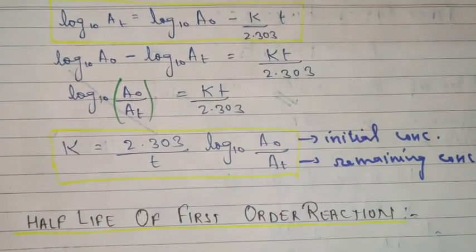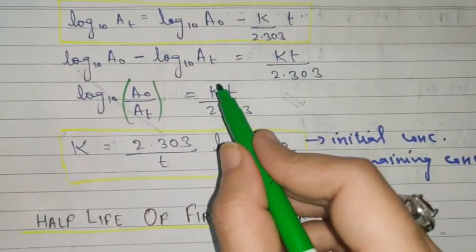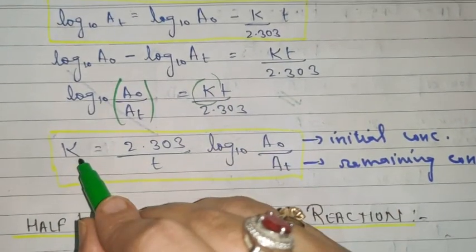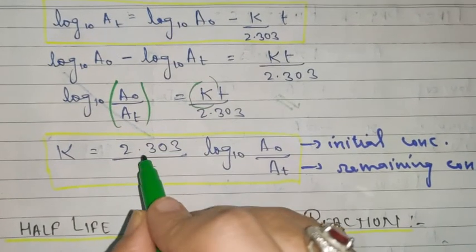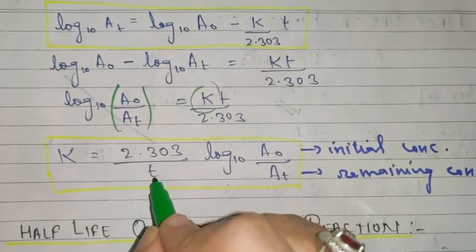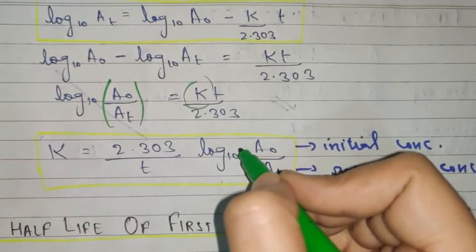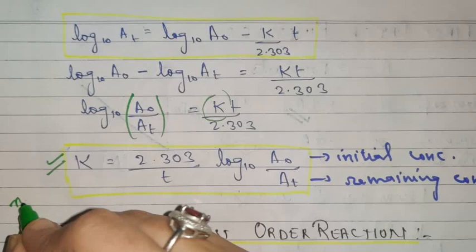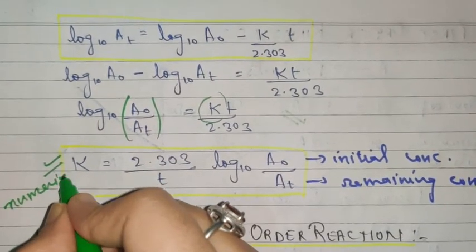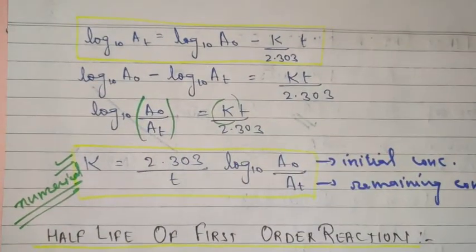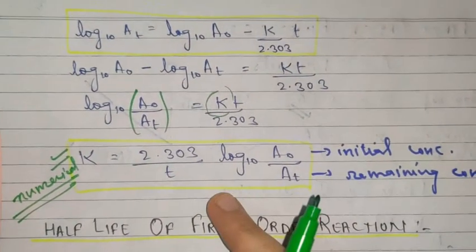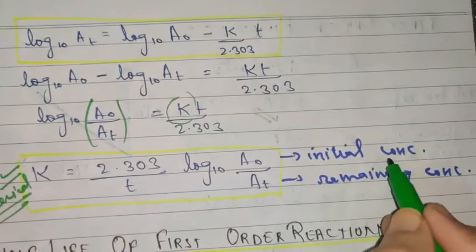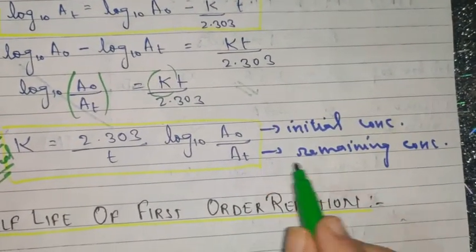Okay, so when we have to find the value of k, making k the subject of the formula, you will get the equation as 2.303 upon t into log base 10 a naught upon [A]t. Now this expression is very important for your numerical calculation. You will be getting the numericals for first order reaction based on this expression only. So remember this expression. And this a naught means initial concentration and [A]t means the leftover concentration.